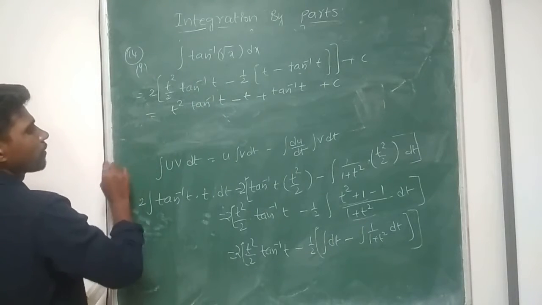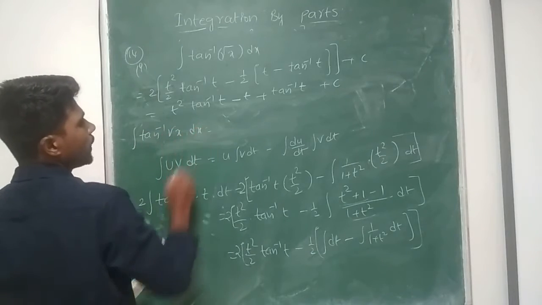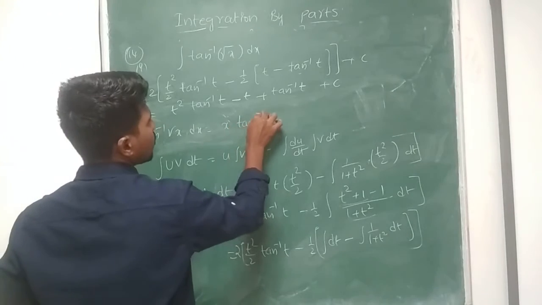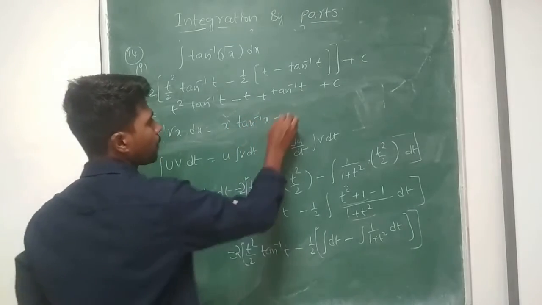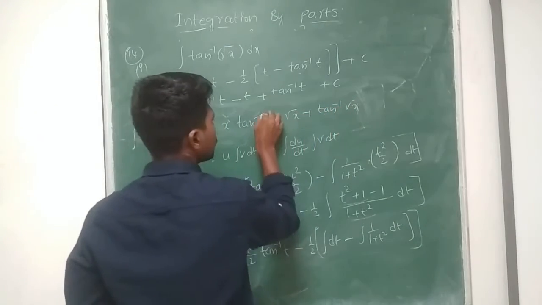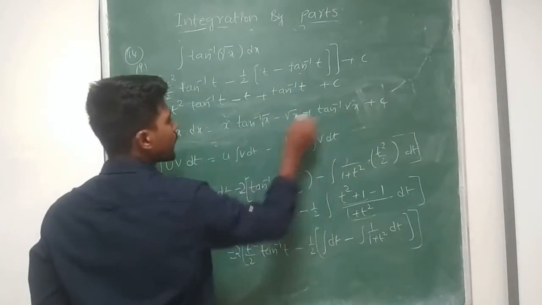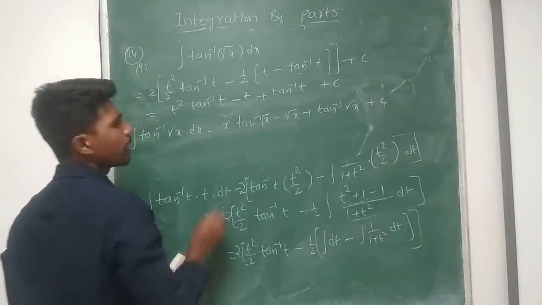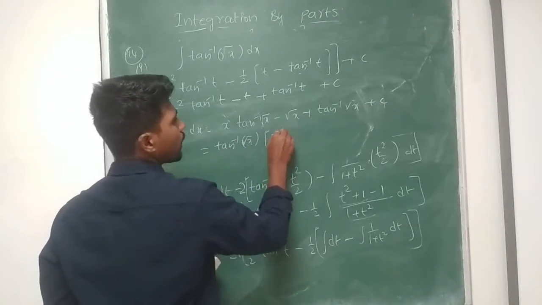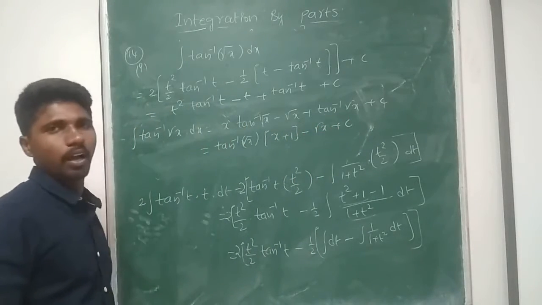Then my answer, which is nothing but integral tan inverse of root x dx, will be equal to t square, this root x whole square, which is nothing but x tan inverse of root x minus root x plus tan inverse of root x plus a constant c. So in these two I can take tan inverse of root x common. So tan inverse of root x into x plus 1 minus root x plus c gives our answer.